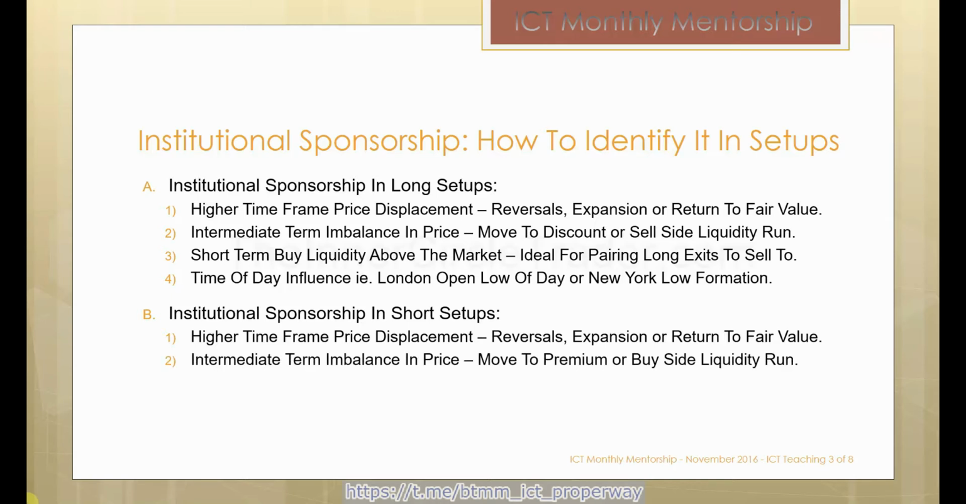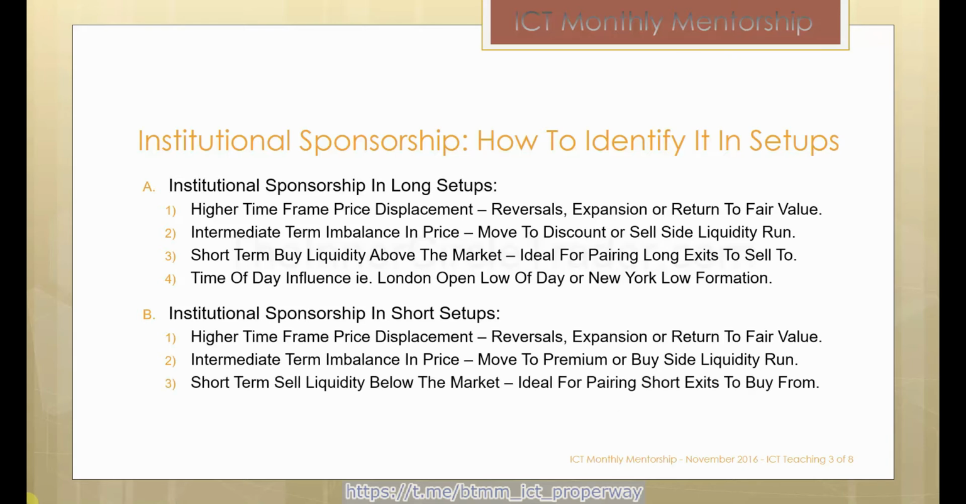And an intermediate term imbalance in price, that's seeing price move to a premium or moving towards the buy side liquidity, make a run on the buy stops. And then short-term sell liquidity below the marketplace. This is going to be ideal for pairing short exits to cover. And obviously, those sell stops, we're going to be buying those from the counterparties in the marketplace.